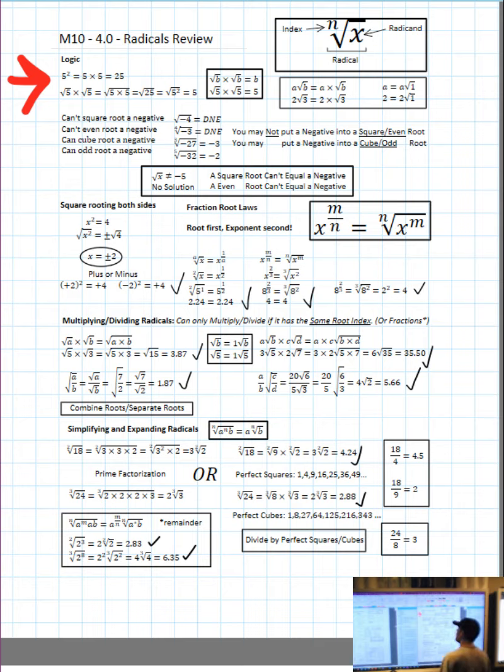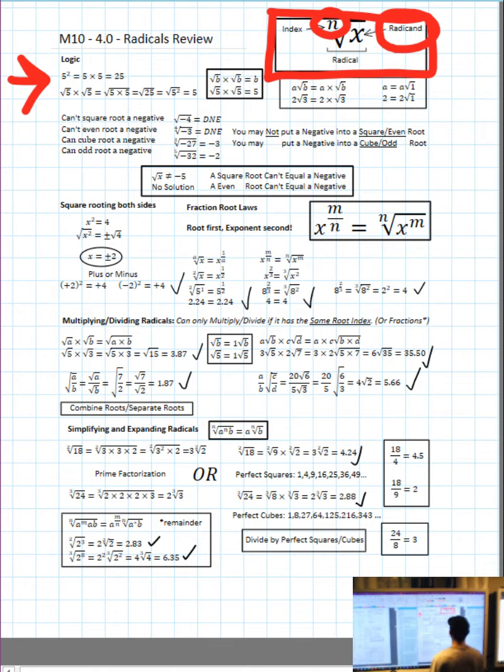Like, come on. Just like 5 squared is 25, the square root of 25 is 5. Very simple. Either way, top right, we have the index, the type of radical, like square root or cube root. And we have the thing underneath the root, the radicand. And we call the whole thing the radical.